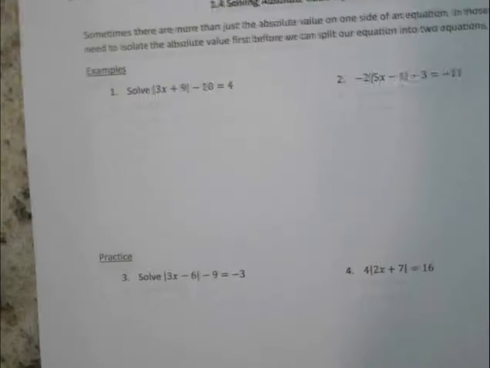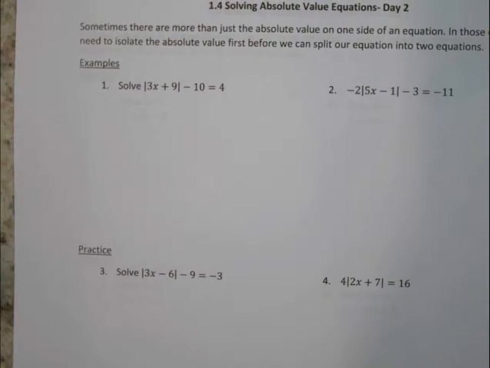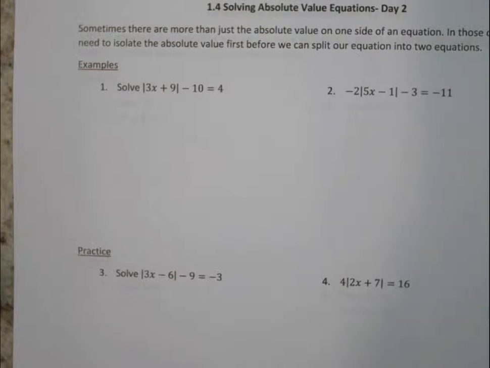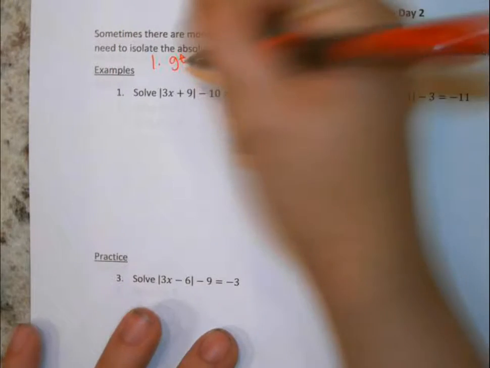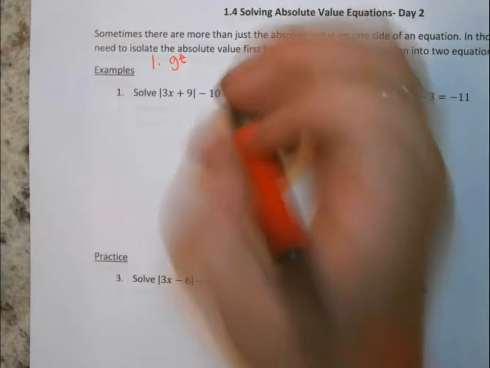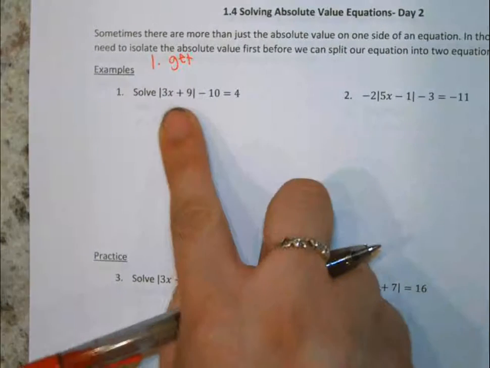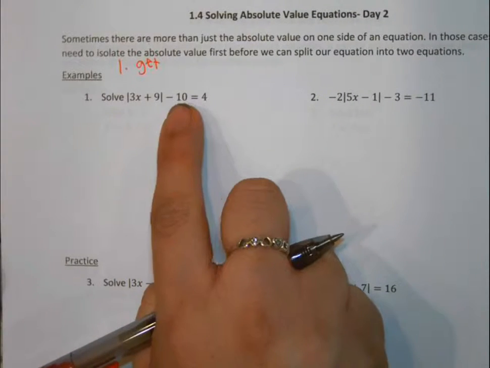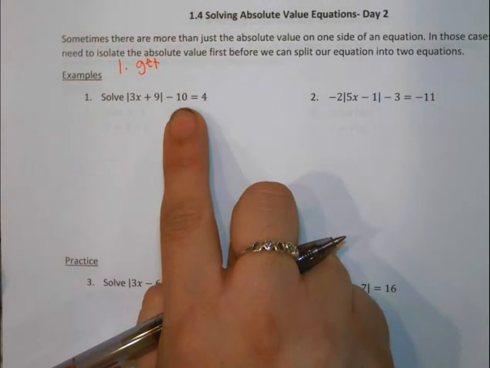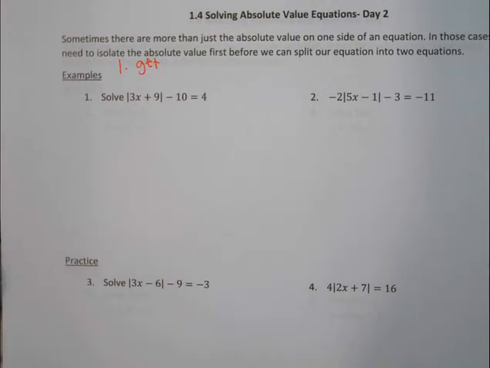So here is day 2. When I am working with absolute values, I always want to start off by getting the absolute value by itself. So if I take a look at number 1, I can see that it is not by itself. It's got this negative 10 on the same side of the equation. I always want it to be absolute value on one side and then a number on the other. And then from there, I can split it into two equations.